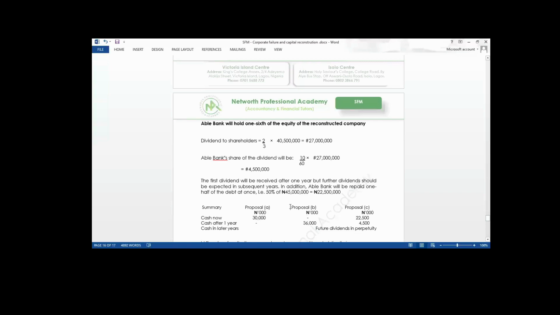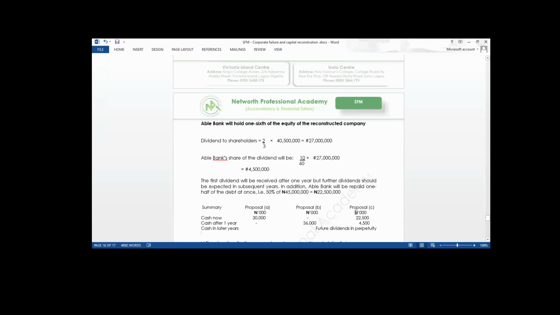Under proposal B, that is Tayo Limited's offer, Able Bank will not get anything immediately. Able Bank will get 36 million in year 1. Nothing in subsequent years.